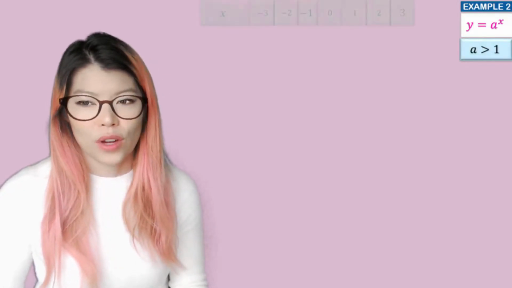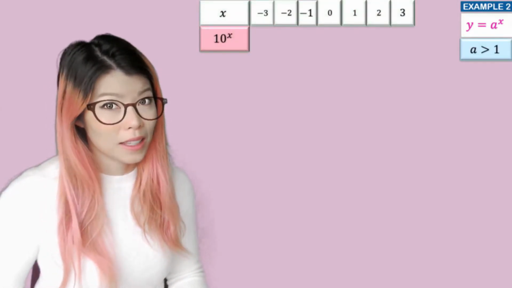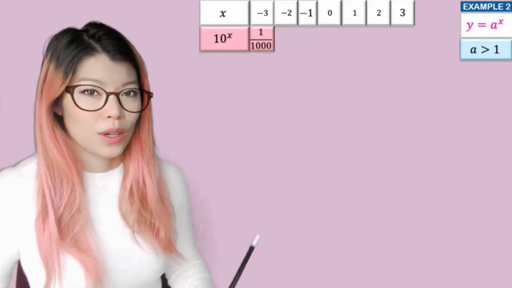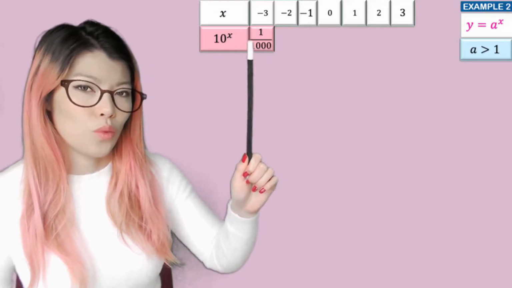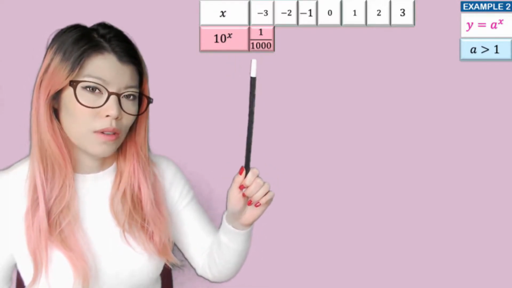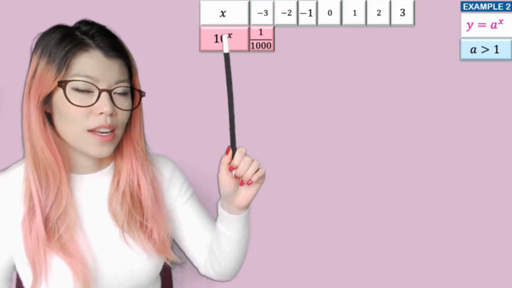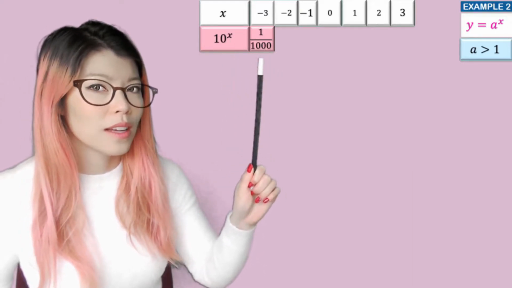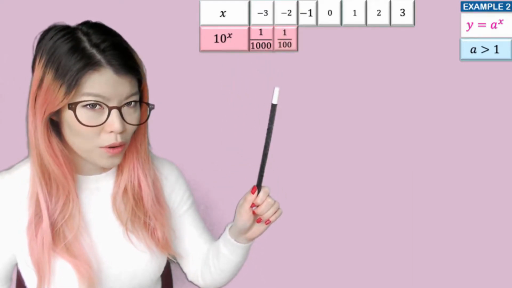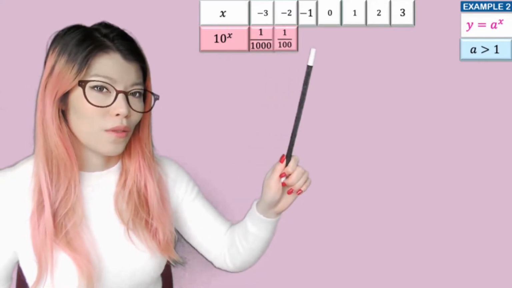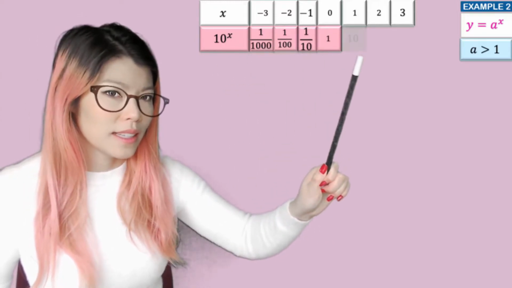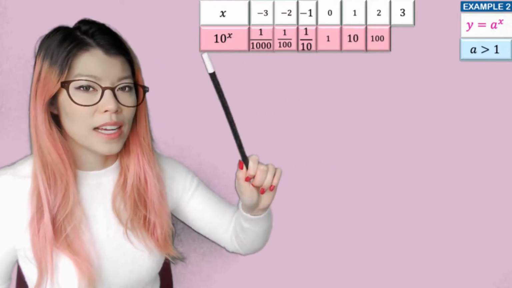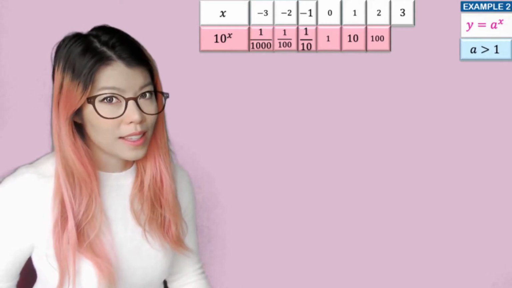Let's do another graph. So we've done 2 to the x. Let's try another one. Let's try 10 to the x. What would that look like? So 10 to the negative 3 is the same as 1 over 10 cubed, which is 1 over 1,000. 10 to the negative 2 would be 1 over 10 squared, which is 1 over 100. 10 to the negative 1 is 1 over 10. 10 to the 0 is 1. 10 to the 1 is 10. 10 squared is 100. And then 10 to the power 3 is 1,000.